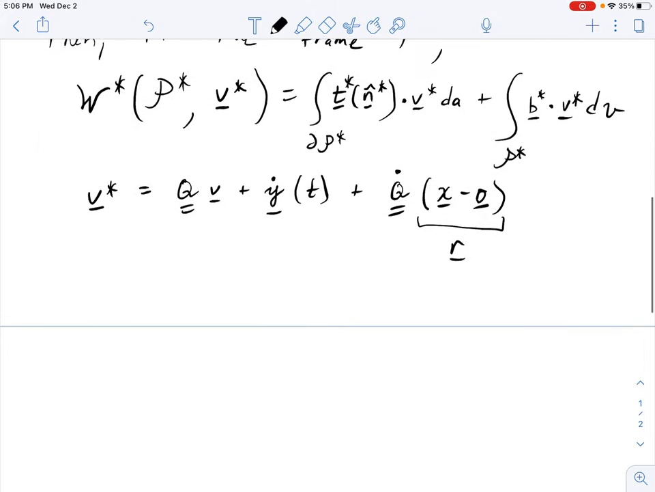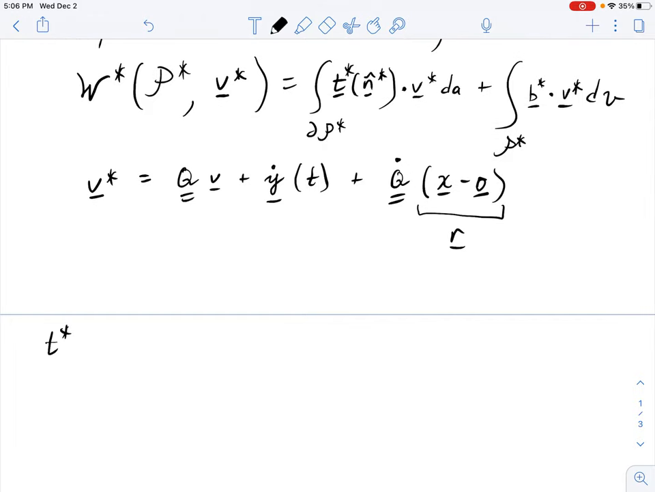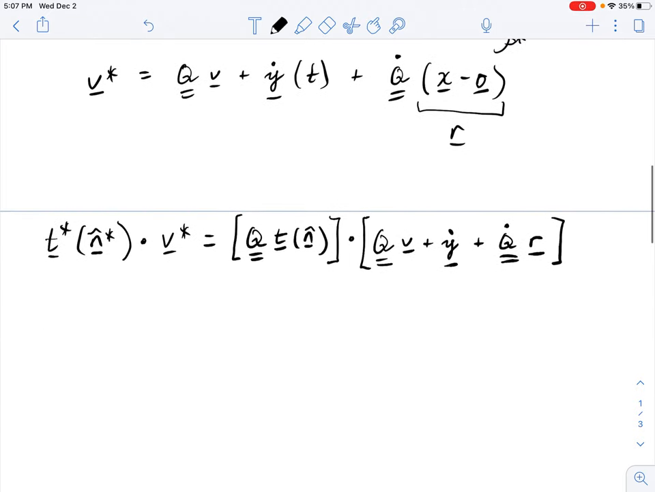All right, so then if we look at this term here, we have that T star of N star dot V star is equal to Q T of N dot Q V plus Y dot plus Q dot R. Guess we could have just used parentheses on that one.